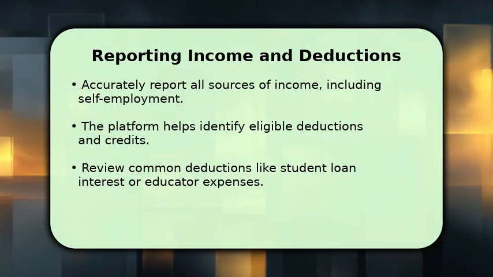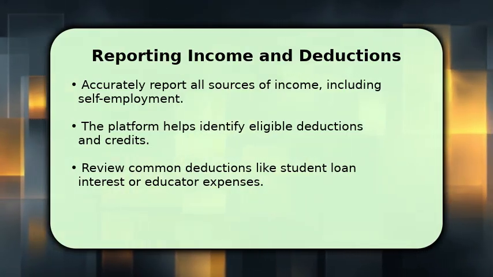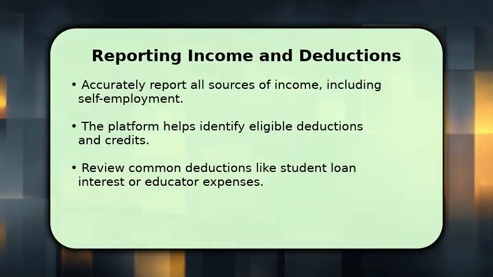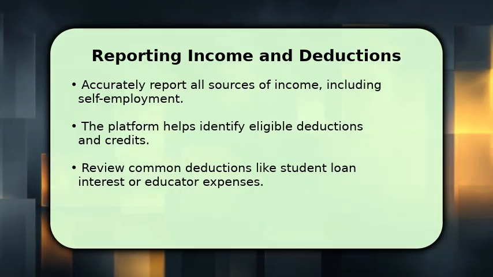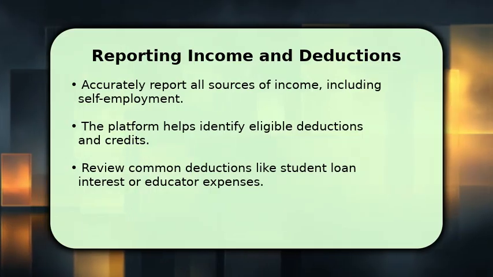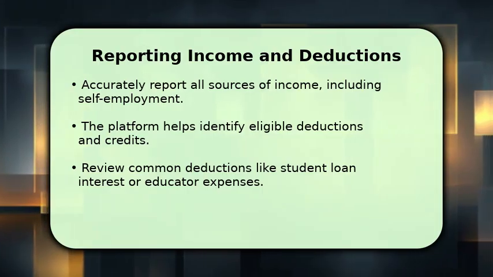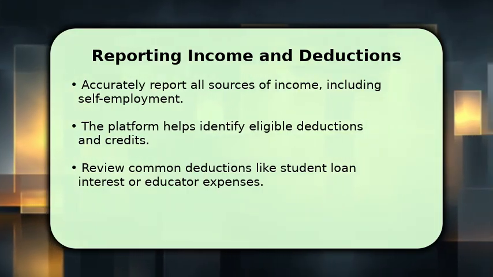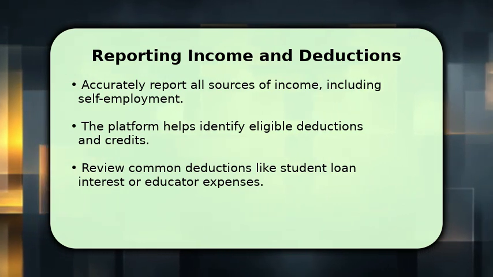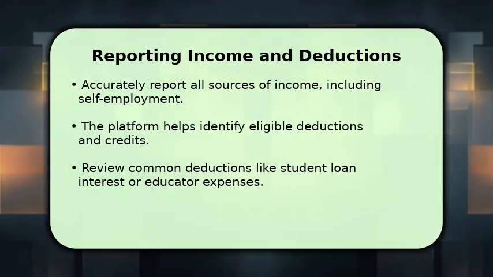Once your basic information is set, the next step is to accurately report all your income. This includes wages, self-employment earnings, and any other taxable income. Cash App Taxes then helps you find potential deductions and credits that could reduce your tax liability. For instance, you might qualify for deductions like student loan interest or certain educator expenses. Take your time to review each section carefully, ensuring all your financial information is entered precisely for an accurate return.